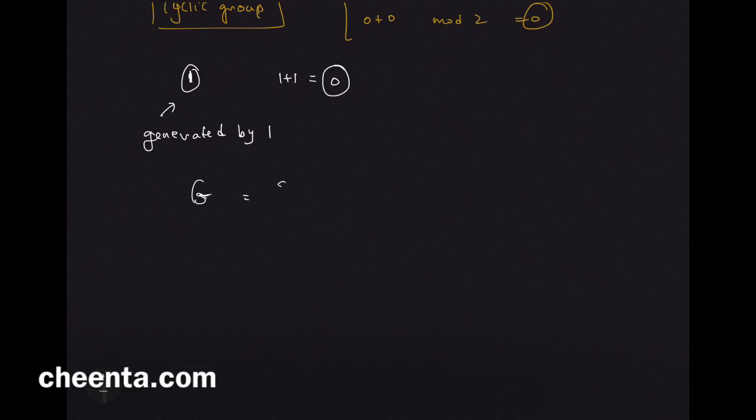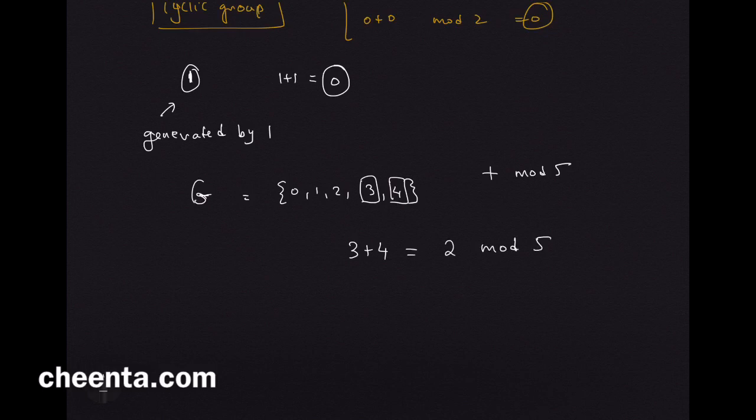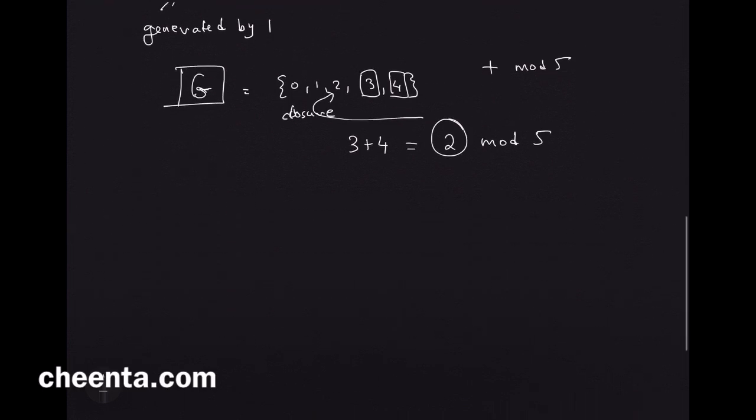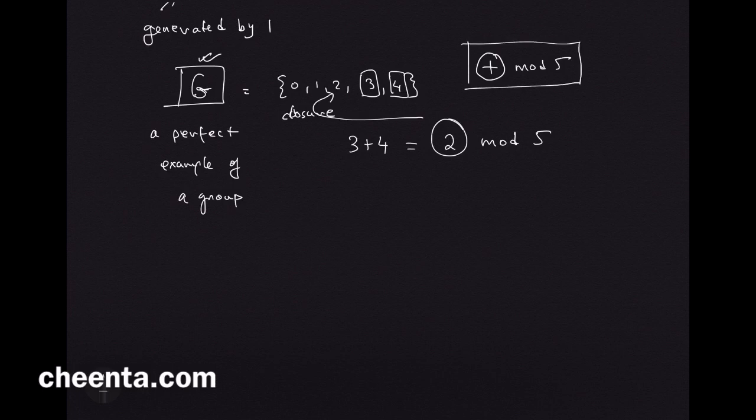I'll give you another example. Suppose G is equal to {0, 1, 2, 3, 4}, and the operation that we have is addition modulo 5. Of course, you can easily check that if you add any two objects of this set, let's suppose 3 and 4, then it will give you 2 modulo 5, which is again in this set. So the closure property holds, and in fact this set G is a perfect example of a group. Of course, you have to say both the set and the operation. So the operation is addition modulo 5 and the set is these 5 numbers.